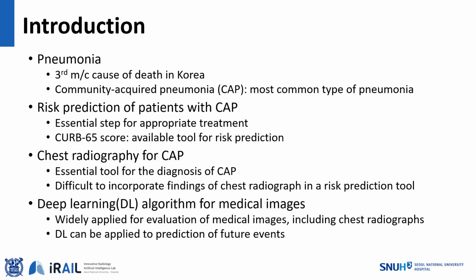Pneumonia is a major cause of mortality worldwide. Among various types, community-acquired pneumonia, which occurs outside of healthcare settings, is the most common. Predicting the prognosis of CAP patients is essential for effective treatment. Identifying high-risk patients in need of intensive care can improve their outcomes and decrease healthcare costs by reducing unnecessary hospitalization and invasive treatments for patients likely to have a good prognosis.